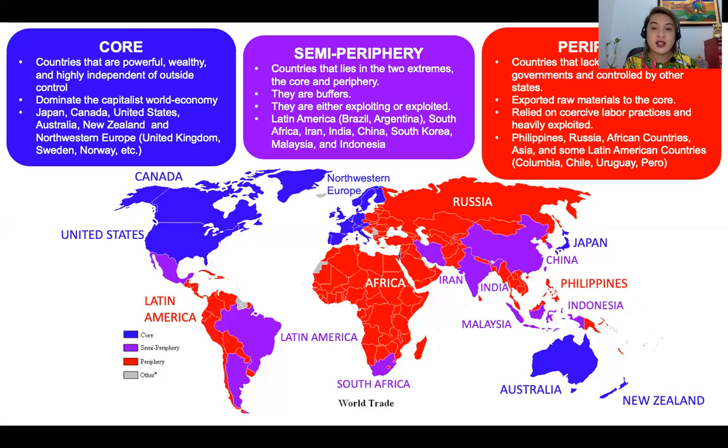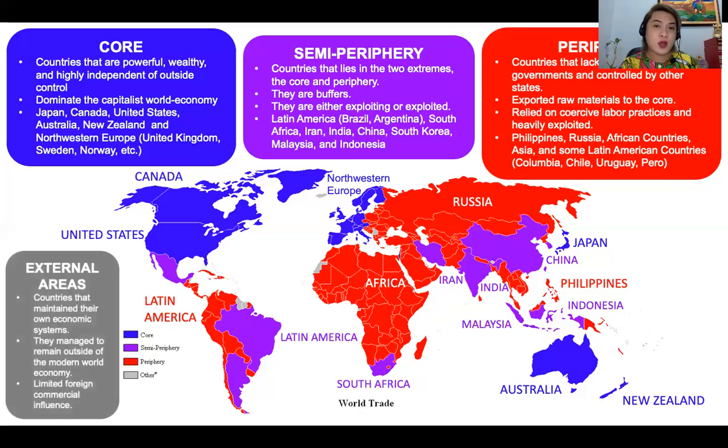So these are countries in between, and as you can see, China is part of the semi-periphery. Some sociologists would claim that the core are the developed countries, the semi-periphery are the developing countries, and the periphery are the underdeveloped. So these are just terminologies that help us understand how the world exchanges in terms of economic proportions.